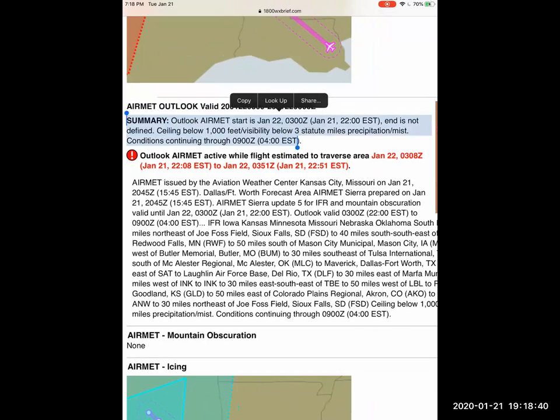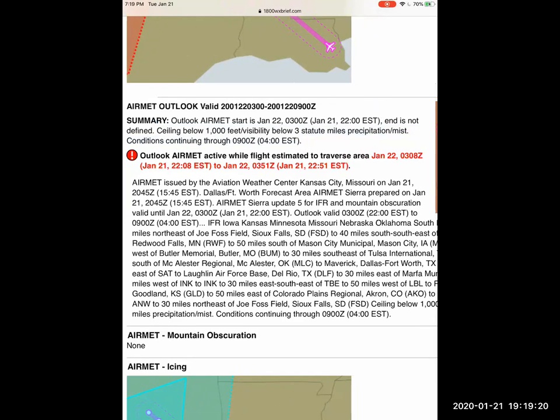So to start out, if we're just talking about the valid time, we can see the outlook for this airmet start is January 22nd at 0300 Zulu. That would be 2200 Eastern Standard Time, or about 9 p.m. in Central Time. Certainly, and therefore, of course, could be a concern based off our planned departure. The end is not defined at this point. And of course, the concern is specifically for ceilings below 1,000 feet, visibilities below 3 statute miles, and precipitation and mist. They expect these conditions to continue through 0900 Zulu.